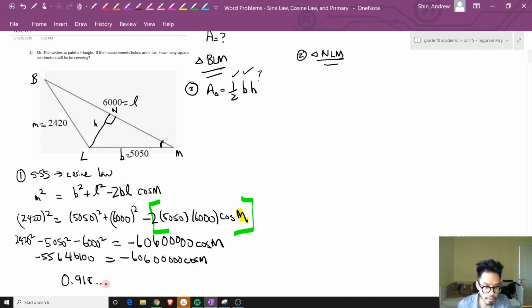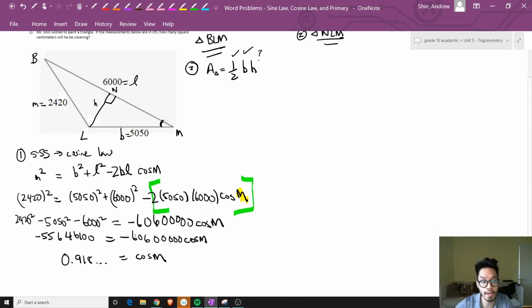8... equals cosine m. Alright, so we divided both sides by 60,600,000. And we got 0.918. And we need to isolate for m here, so we're going to use the cosine inverse of both sides, making sure to keep all those decimals in place.